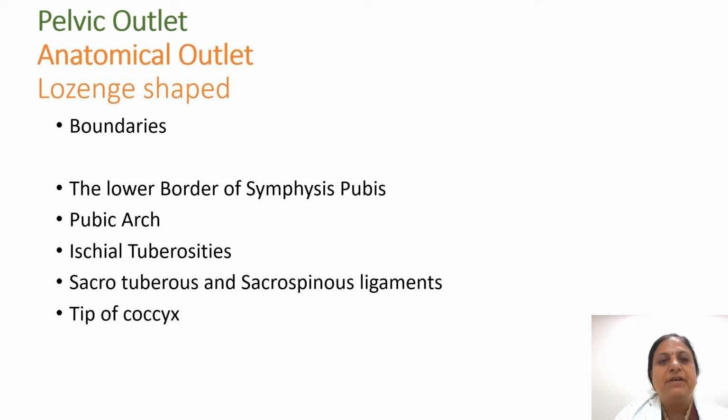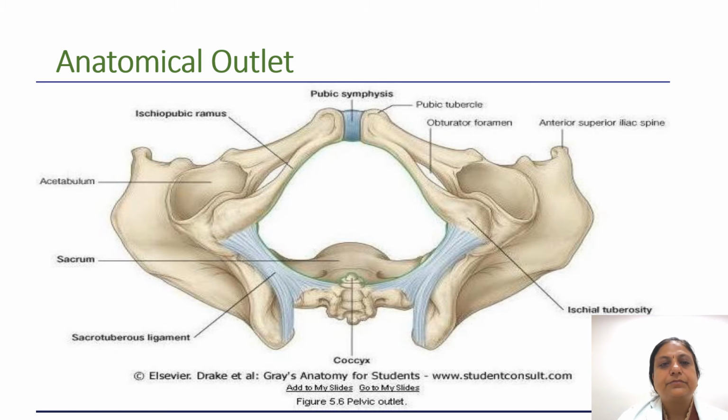Then coming to the pelvic outlet, which is usually asked in the exam, there are two outlets. One is anatomical and another is obstetric outlet. The anatomical outlet is lozenge shaped. It is bounded anteriorly by the lower border of the pubic symphysis, then pubic arch and pubic rami, ischial tuberosities, and the sacrotuberous and the sacrospinous ligaments, and posteriorly by the tip of the coccyx.